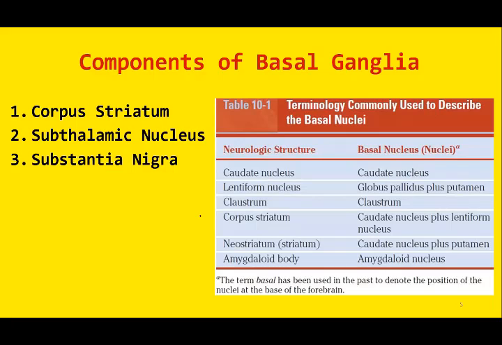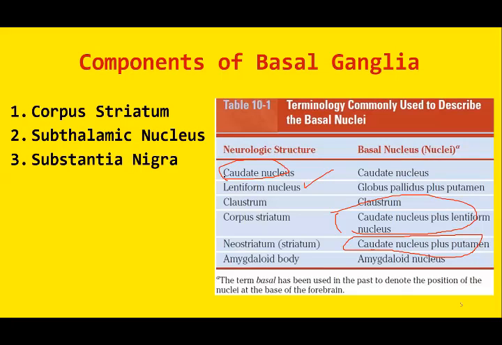And the thing to remember is that this corpus striatum is made up of two nuclei, and these are the caudate nucleus and the putamen nucleus. Sorry, I stand corrected. Corpus striatum is made up of caudate nucleus and the lentiform nucleus. The lentiform nucleus further consists of globus pallidus and putamen nucleus. So there is overlapping between these terminologies. When we use the term corpus striatum, we are referring to caudate and lentiform nucleus, where lentiform nucleus consists of globus pallidus and putamen. Caudate nucleus is considered separately.